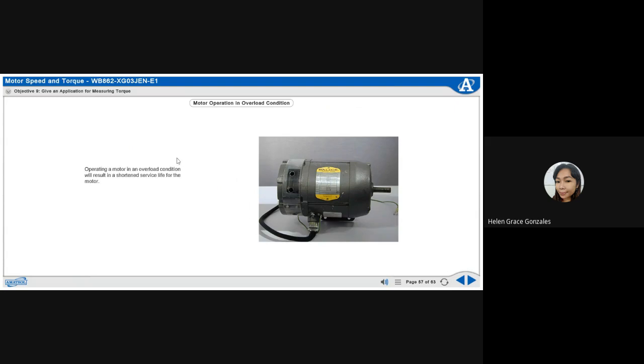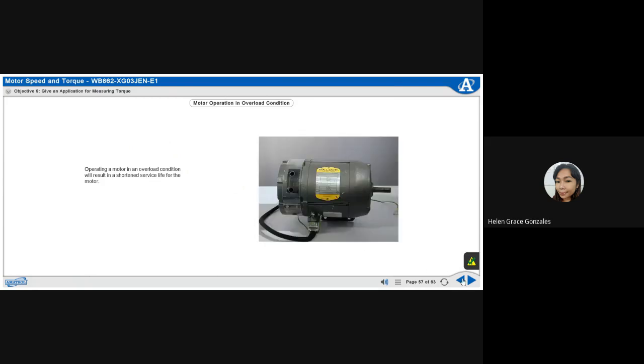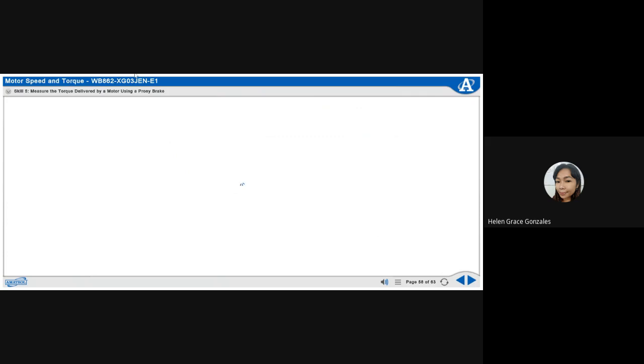Operating a motor in an overload condition will result in a shortened service life for the motor. Measure the torque delivered by a motor using a Prony brake.